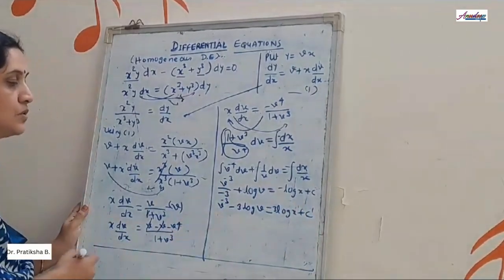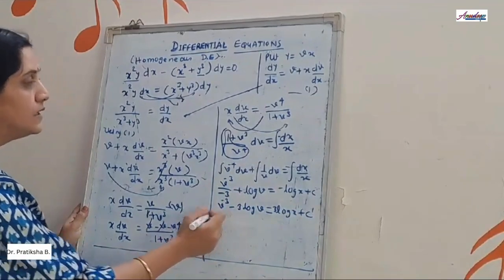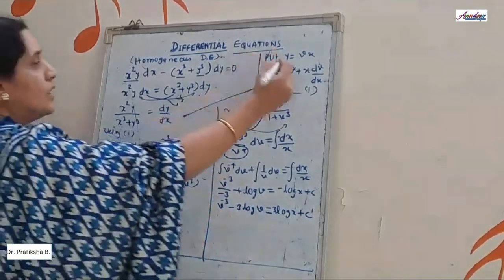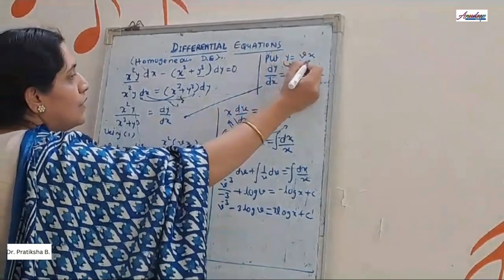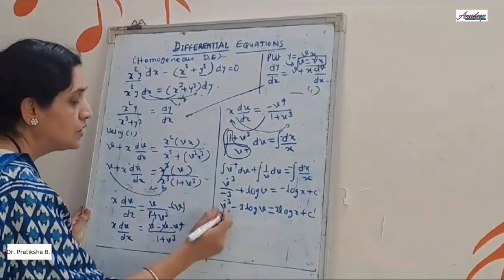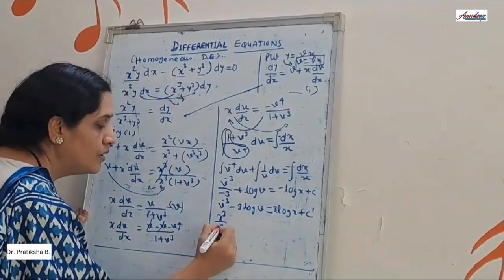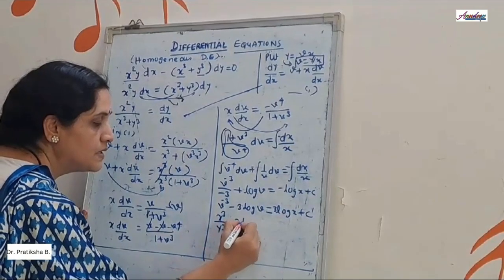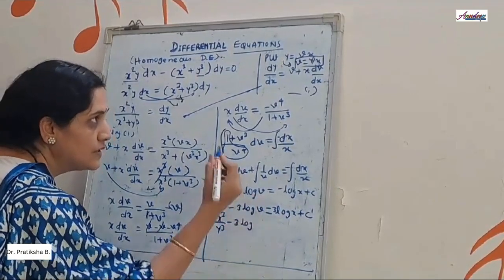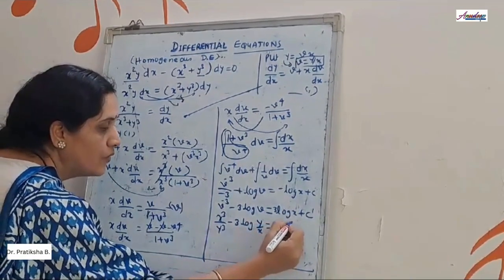Now, resubstitute the value. Let me gather all the terms on the left hand side and replace v. What is the value of v? From here we can get the value of v is equal to y by x. So let me substitute the value here. It will be the reciprocal of y by x, that will be x cube upon y cube, minus 3 log of v, which is again y by x, is equal to log of x cube.